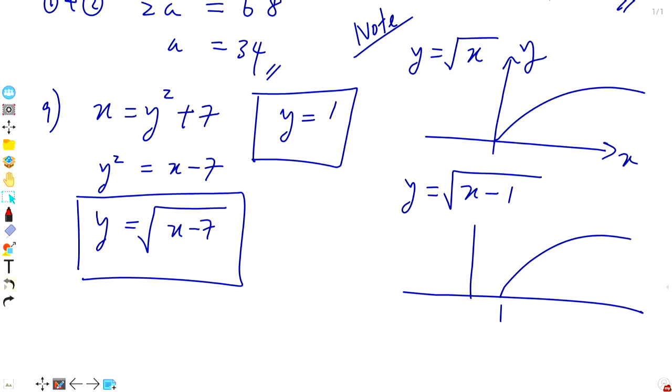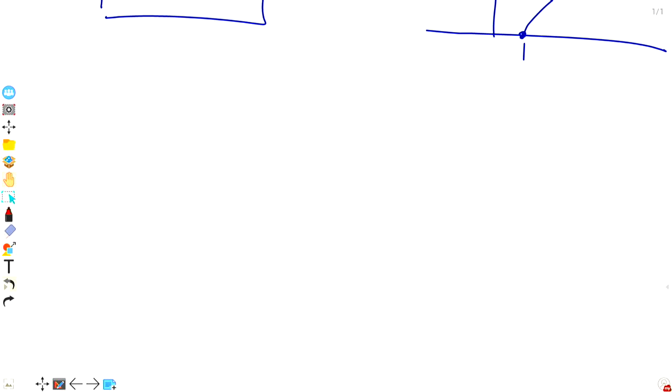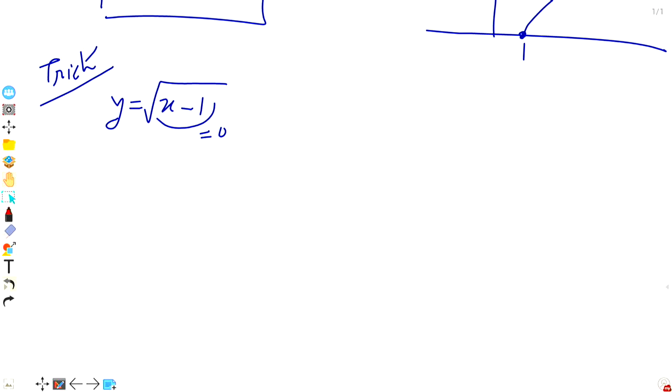So how do you find the starting point here? There is an easy trick for that. If you have y is equal to square root of x minus 1, you make the inside 0. Once you make inside 0, you get x is equal to 1, right? So that will give you the starting point here. It would be like that.